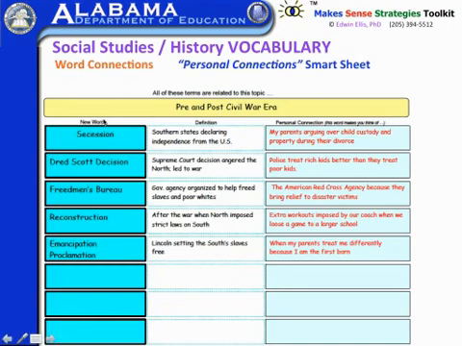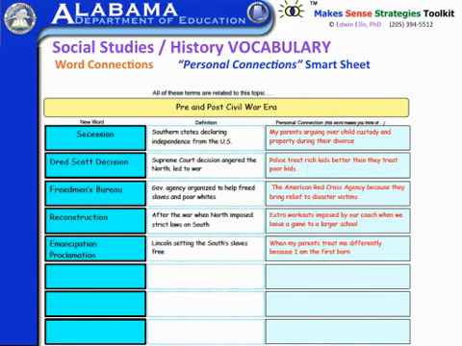So if we look at this first one, secession, the definition: southern states declaring independence from the United States, and the personal connection: well, my parents are arguing over child custody and property during their divorce. Well, that's definitely tied in with secession in a different kind of way, I suppose. Dred Scott: Supreme Court decision that angered the North, led to war. Police treat rich kids better than they treat poor kids.